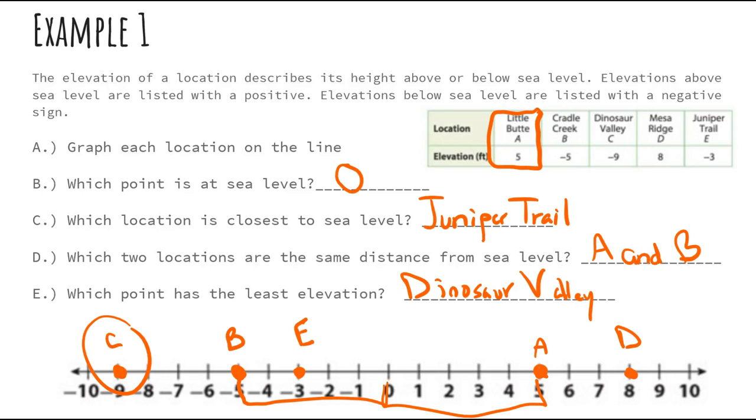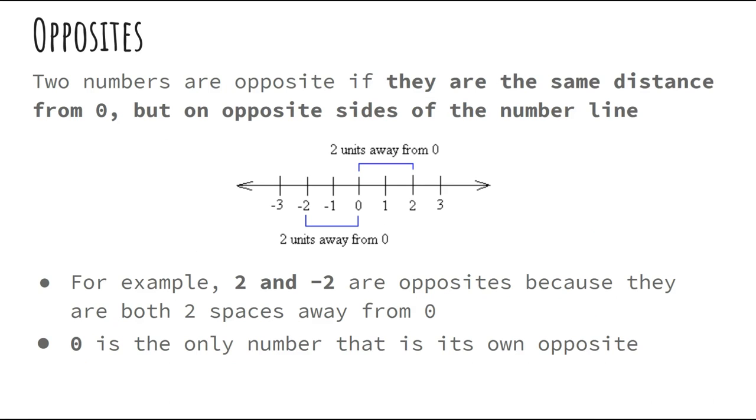Okay, and that's one way we can use negative numbers to represent real life scenarios. And the last thing we have to cover are what are called opposites in math. Two numbers are opposite if they're the same distance from zero, but on different sides of the number line. For example, 2 and -2 are opposites because they are both 2 spaces away from 0.